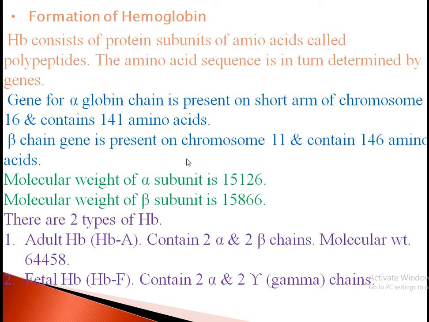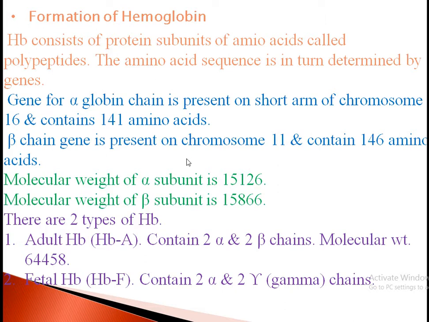Hemoglobin consists of protein subunits of amino acids called polypeptides. At this stage, I must tell you that today's lecture material is from different books. It is not written as such in Guyton, so you must concentrate on each and every slide and remember them clearly. In this lecture, I am going to tell you how the adult hemoglobin forms.